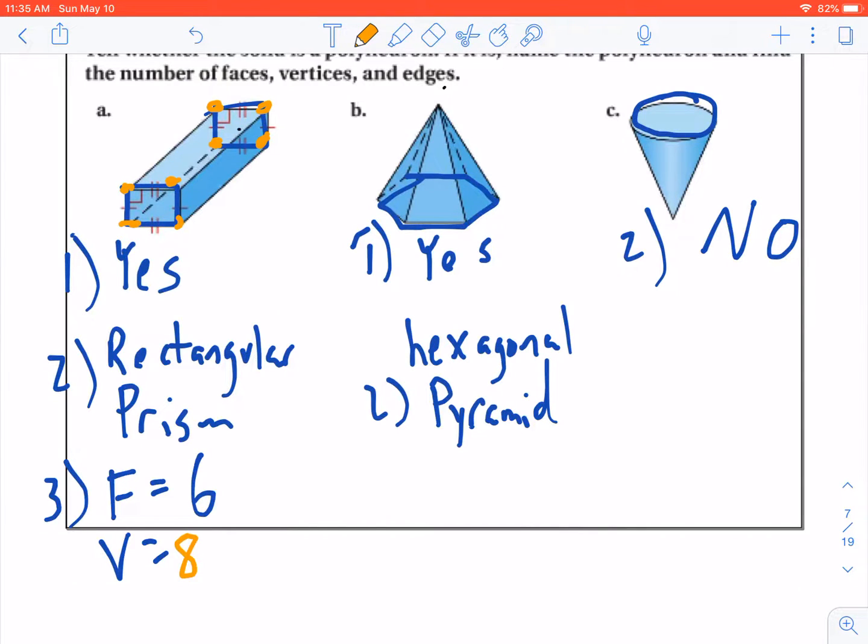As far as my edges go, we have the 4 in the front for my rectangle there, the 4 in the back, and then the 4 that come down and join them. 1, 2, 3, and then this one that was down here, 4. So there were 4 in the front, 4 in the back, and then the 4 that joined them. So I have 12 edges.